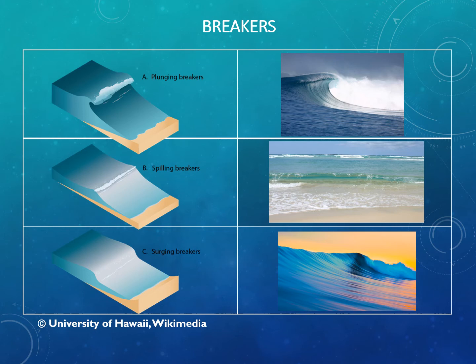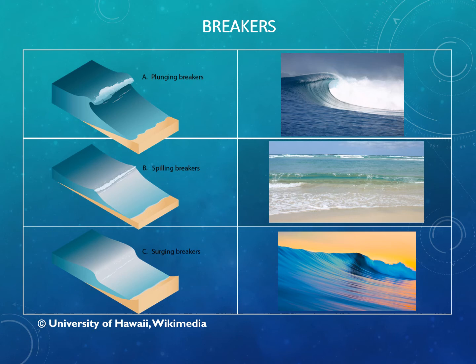Once waves reach land, they slow down and then they break, and this is due to the frictional force of the land surface and the slope of the continental shelf as well. So waves that wash ashore are called breakers. There are 3 categories of breakers, which are illustrated and photographed on this slide. These are plunging breakers, spilling breakers, and surging breakers.